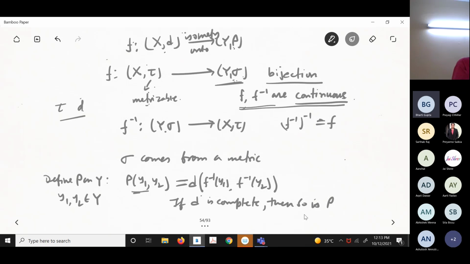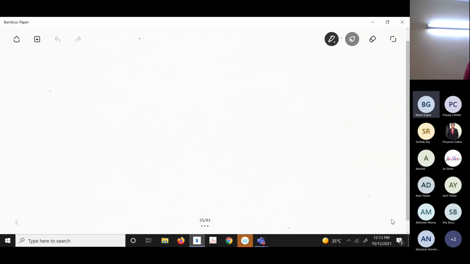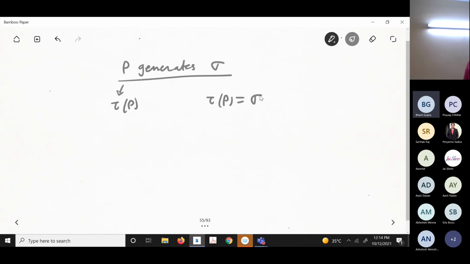The only thing you'll have to prove is that rho gives the topology sigma. That is a bit tricky in a sense, but it is not difficult. Look, how will you do that? Basically, first you'll have to look at the topology generated by rho, tau rho. That means you'll have to show tau rho equals sigma. You'll have to show tau rho is contained in sigma and sigma is contained in tau rho.